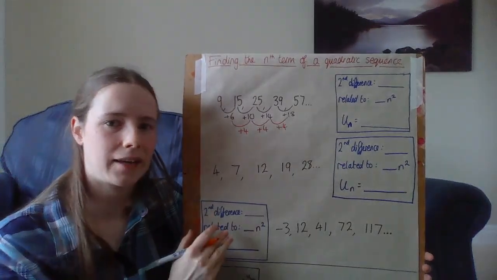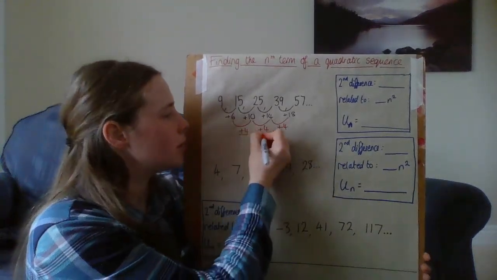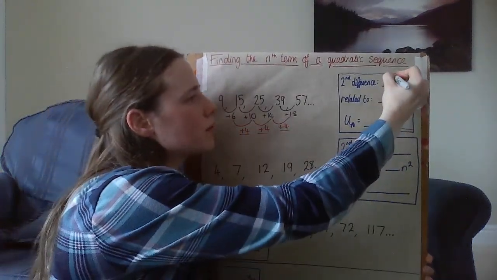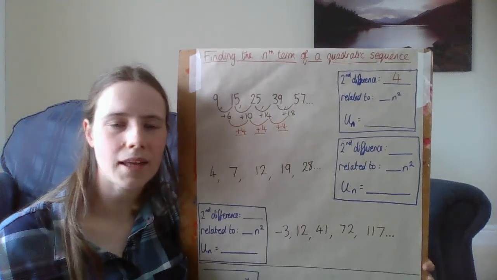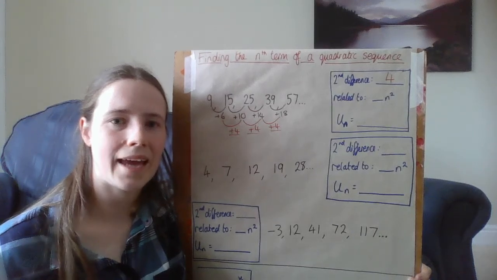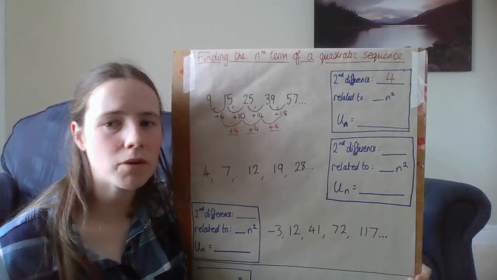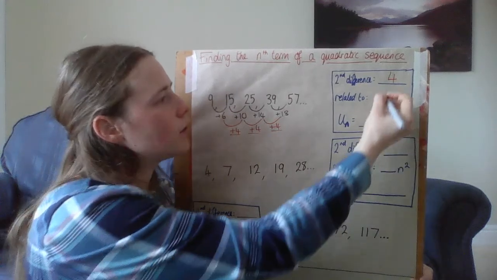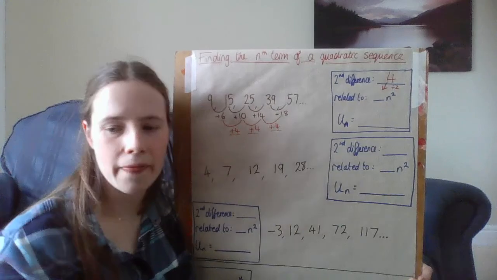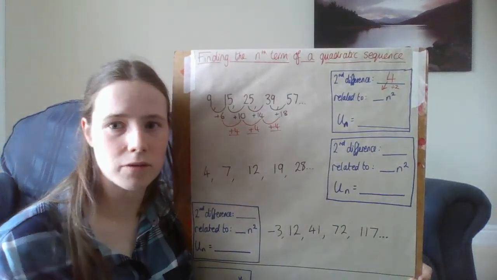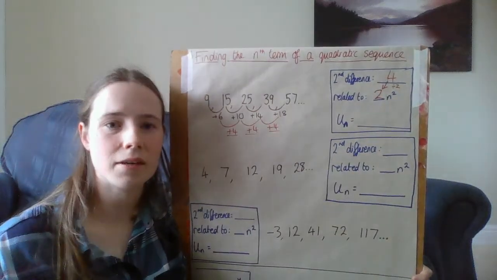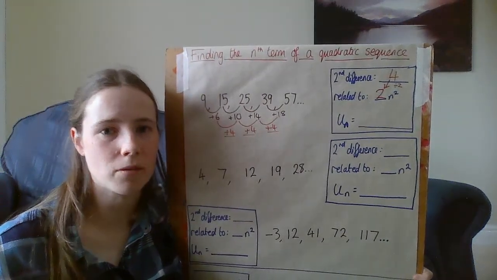If you've done it correctly, you should get the same number for all of those. Okay, so I know I'm correct. So my second difference is 4. Now, the second difference is always double how many n squareds you've got. So once you've got your second difference, what you do is you half it. Every time you half it, and that tells you how many n squareds you've got. So 4 divided by 2 is 2. So I know that my sequence, my formula, has to have a 2n squared in it.